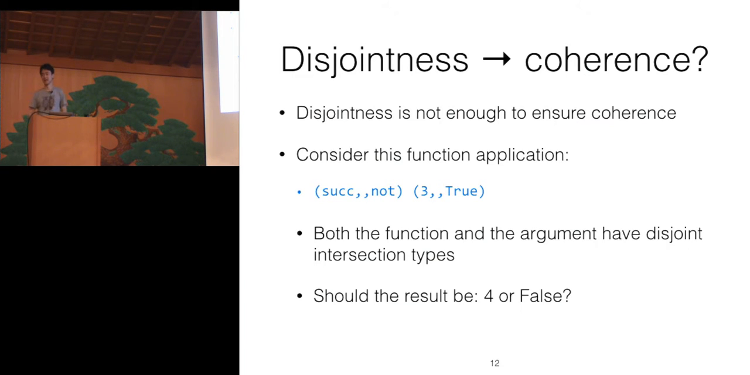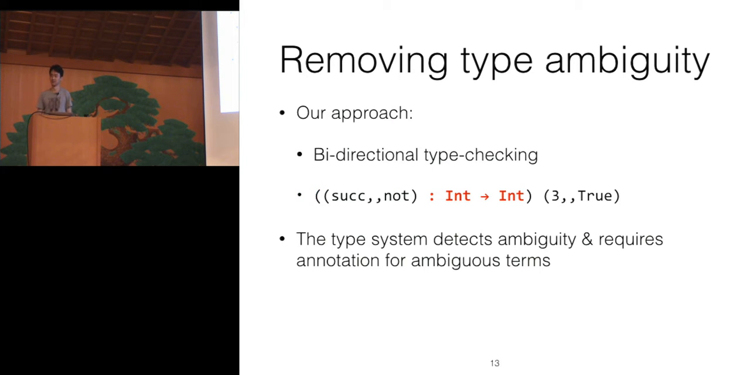And this is actually the other problem besides the disjointness problem. This is the problem of type ambiguity. And our approach is to use bidirectional type checking. In our bidirectional type checking rules, the type system will detect such kind of ambiguity and require annotation on the side of programmers, so that if there's no annotation there, the program will be rejected.